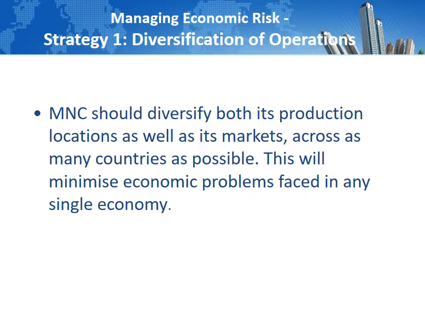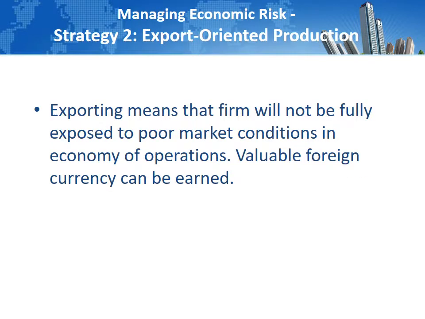If it's a Singapore firm and they establish their first overseas plant or first overseas factory. But if you're a bigger company, then you try to diversify your production location as well as your markets across as many countries as possible. And this will minimize the economic problems faced in any single economy. So you produce your products in more than one location, and you don't just sell them to one market, but you sell the products to as many markets as possible. So diversification of operations is one method of managing economic risk.